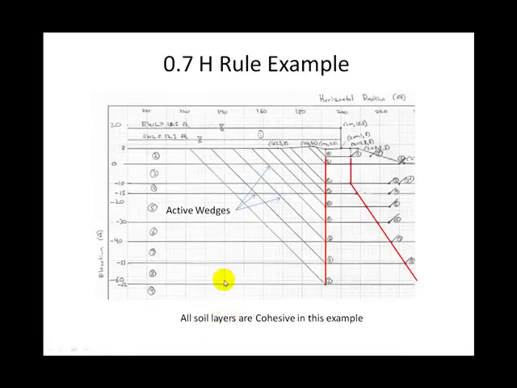Here is an example of the 7/10 H rule applied to an actual problem. The first thing that we do is we draw a vertical line at the heel of the T-wall. The T-wall is located in this position. The vertical line is drawn, and then for each one of the analytical depths that we're going to consider, an active wedge is drawn in using the 45 plus phi over 2 rule. In this particular case, all of the soil layers are cohesive layers, and hence there is no friction, and all of the angles are drawn at 45 degrees.